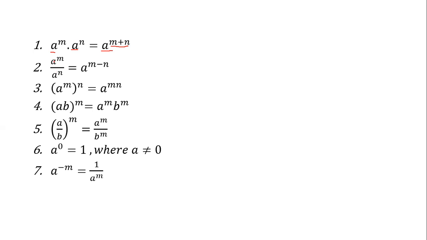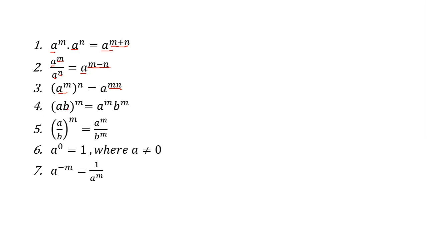Number 2, ayan, we have the quotient of two rational exponential expressions having the same base again. And what we do is we simply copy the base, then we subtract the exponents starting with the exponent of the numerator. So we have m minus n. So ayan po. Then we have a power raised to another power. That means if a raised to m is raised to another power, which is n, we simply multiply the two exponents together.